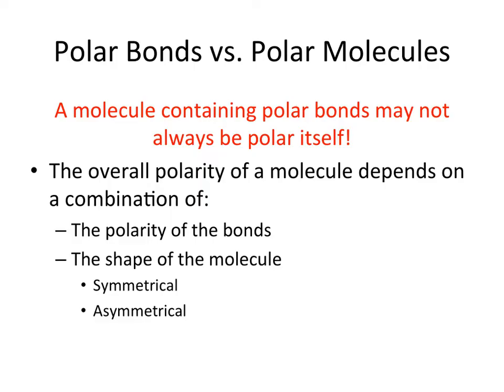So polar bonds versus polar molecules. The key learning idea here is that a molecule that contains polar bonds might not be polar itself. Like we said before, it's due to a combination of whether or not it has polar bonds, the magnitude of those polar bonds, and also the symmetry of the molecule. The magnitude of the polar bonds kind of fits into the symmetry of the molecule. So we have to look at the symmetry, whether it's symmetrical or asymmetrical, the shape of the molecule, and decide whether or not it's going to be polar.